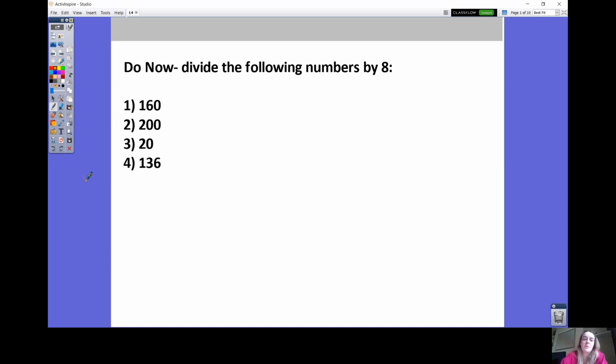I'm going to pause the video now for about 30 seconds to try and do this do now. So hopefully you had the opportunity to pause the video. I'm just going to quickly go through the answers to these. So 160 divided by 8 is equal to 20. You can work that out because 16 divided by 8 is equal to 2, and you need to add a 0 at the end of that.